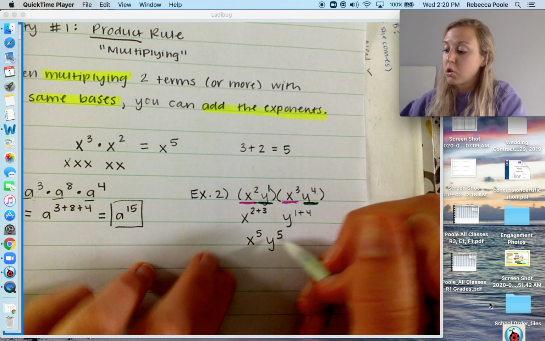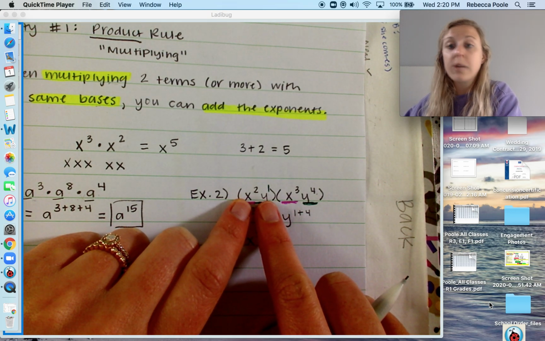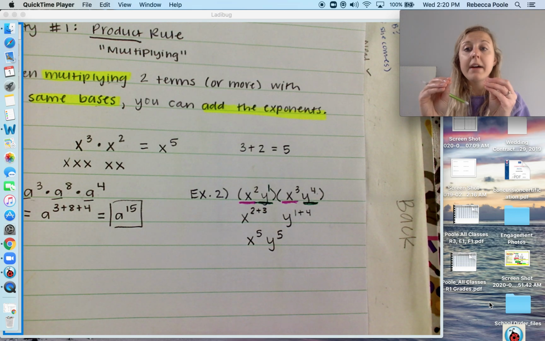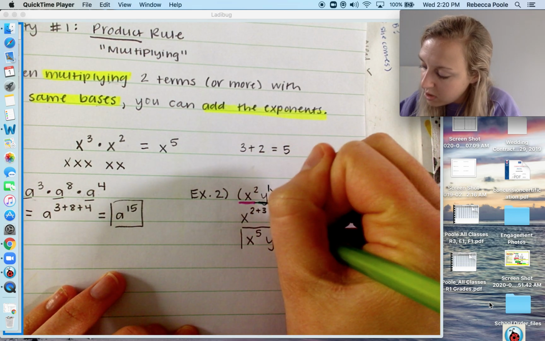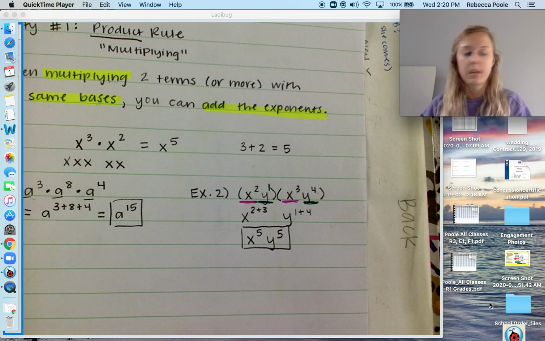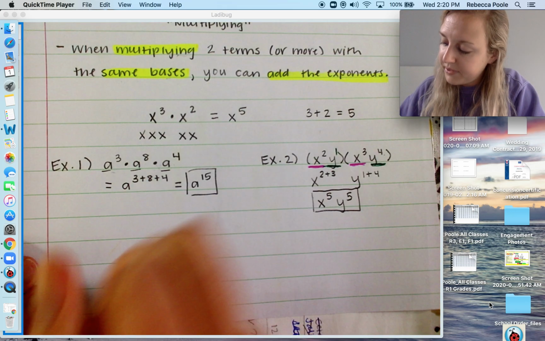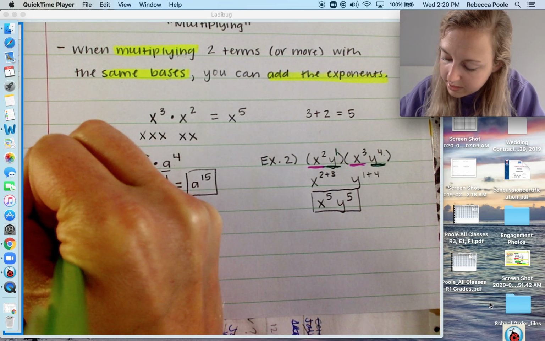And then I squished them together because we are multiplying. So you can't combine x times y, so you just write xy, okay? So this is just x to the 5th, y to the 5th. Sound good? All right, let's do maybe 2 more. Example 3.